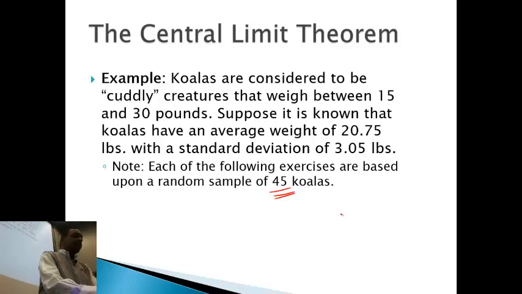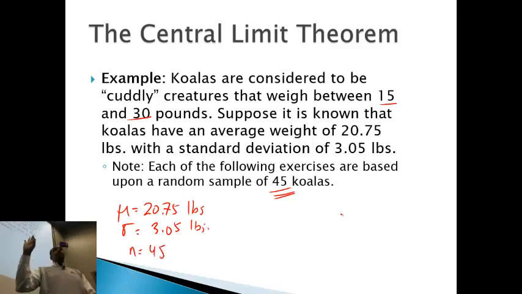Key things to jot down. Koalas weigh between 15 and 30 pounds. That's kind of background information. The average weight for a koala, so we're thinking that maybe all koalas around the world, is about 20.7 pounds. The standard deviation for some koalas is 3.05 pounds. And maybe we have a sample size of 45. You have those three components, you're good to go. Good to get started.